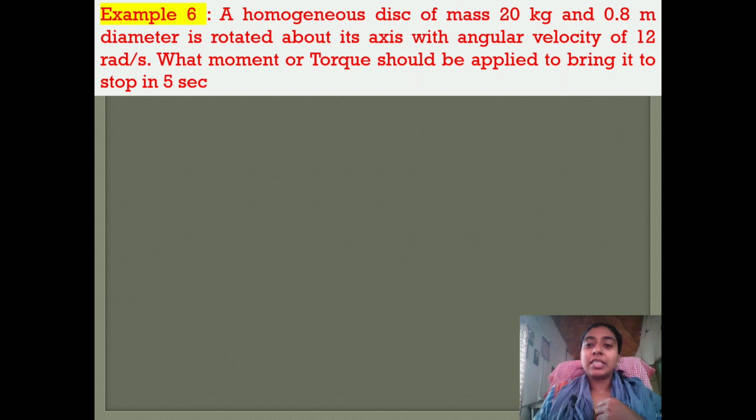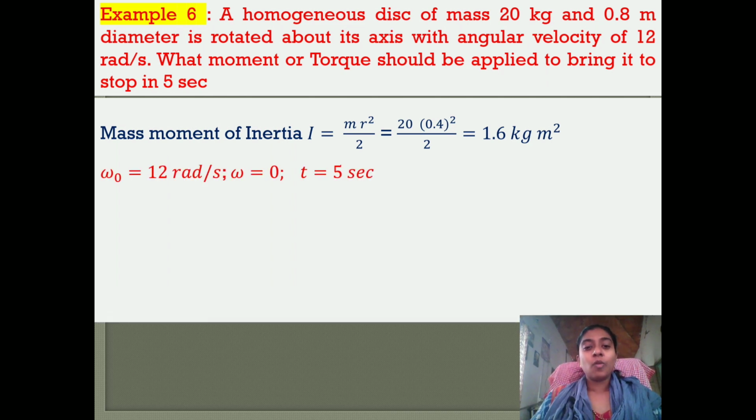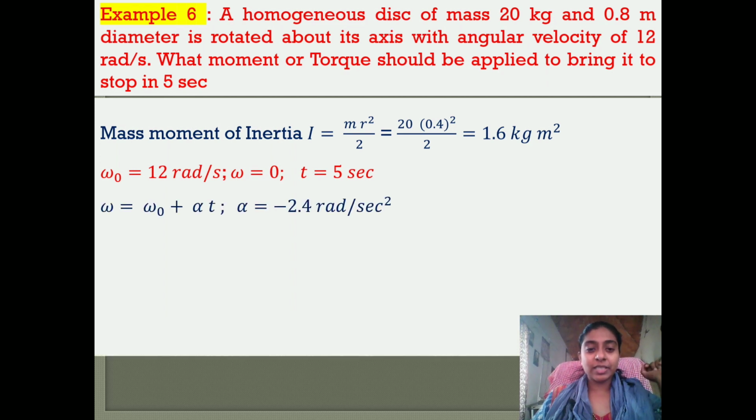Our initial velocity is 12 radians per second. The final velocity, because it is coming to rest, is taken as 0. So the mass moment of inertia, we know I is equal to mr square by 2. It is 1.6 kilogram meter square. Omega naught, that is initial velocity, is 12 radians per second. The disc is brought to rest, so final velocity is equal to 0. The disc is brought to rest in 5 seconds, so t is equal to 5 seconds.